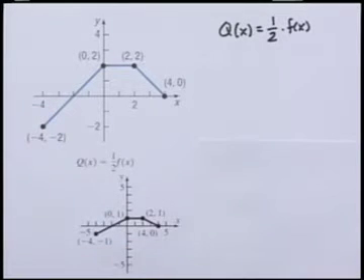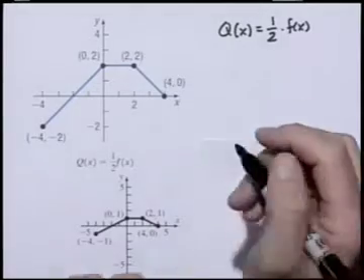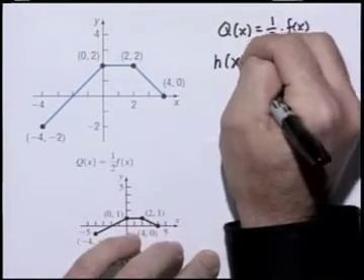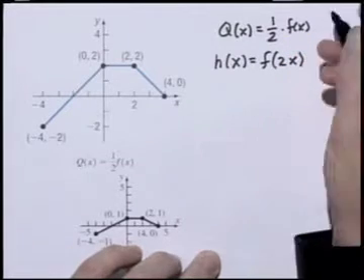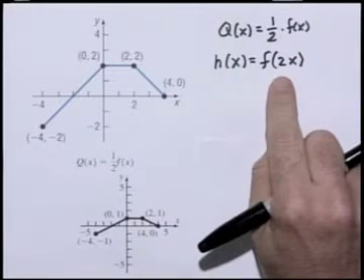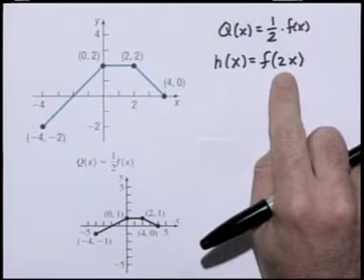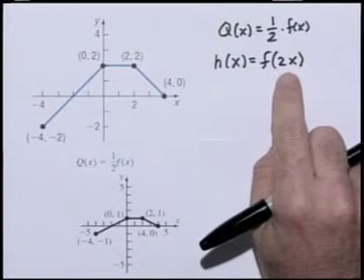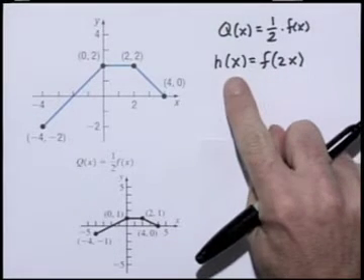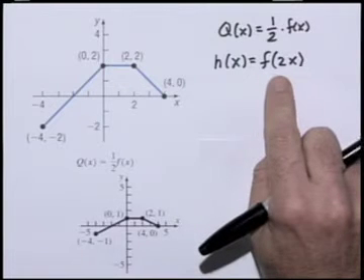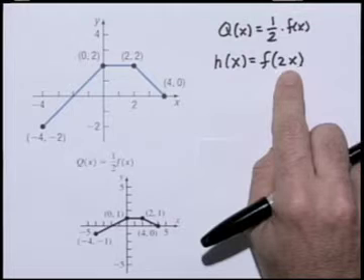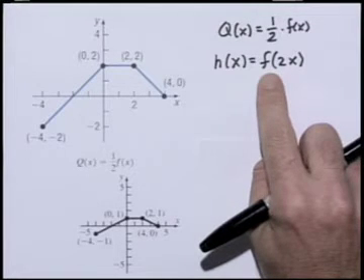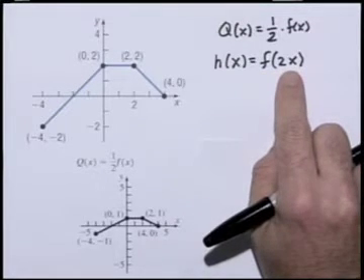Now, let's go ahead and graph h of x equals f of 2x. The difference in this problem is that we're taking the x coordinates and multiplying them by 2. To obtain the graph of h from the graph of f, what we have to do is in fact take all the x coordinates on the graph of f and multiply them by 1/2.